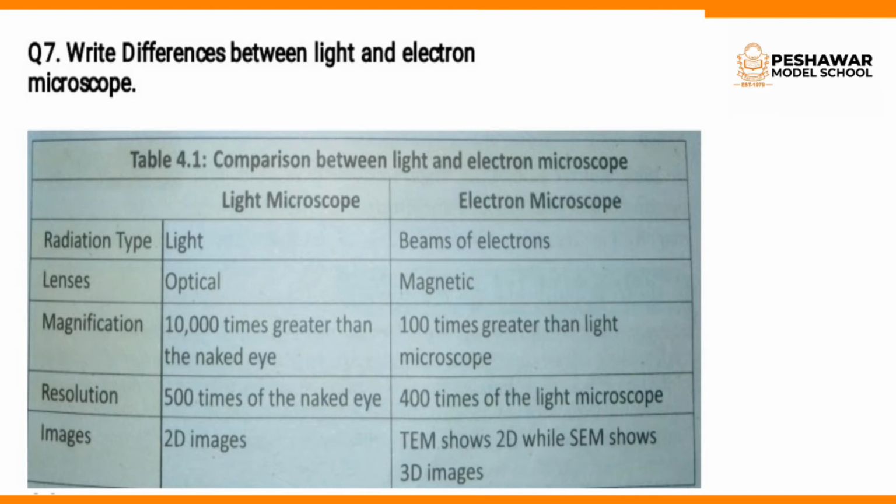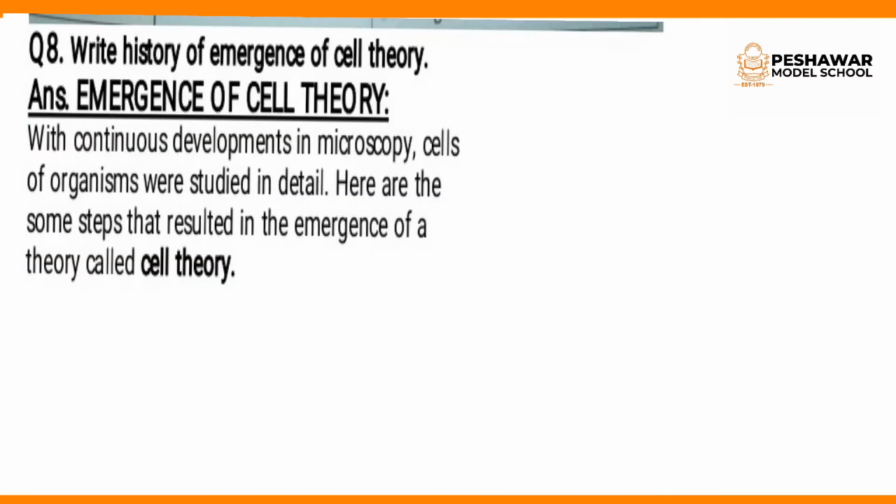If you remember, in the previous lectures when we discussed the types of electron microscope, we discussed in detail that the transmission electron microscope gives us two-dimensional images. It gives us the image internally, while the scanning electron microscope gives us three-dimensional images from all the sides. So these are the differences between the light microscope and the electron microscope.